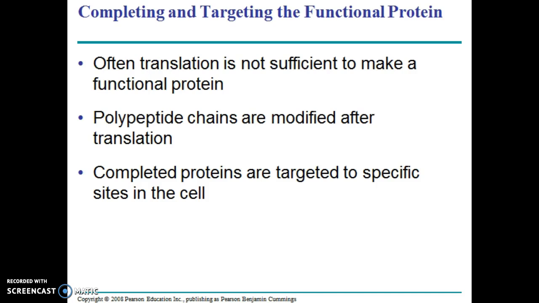Leading up to questions 68 and 69, proteins or polypeptides that are created are not necessarily immediately ready for function. Sometimes they themselves need to be changed a little bit as well. So that's what we're going to be talking about here: how do we modify those polypeptides, those proteins, to be functional after they have been created. So let's check that out.